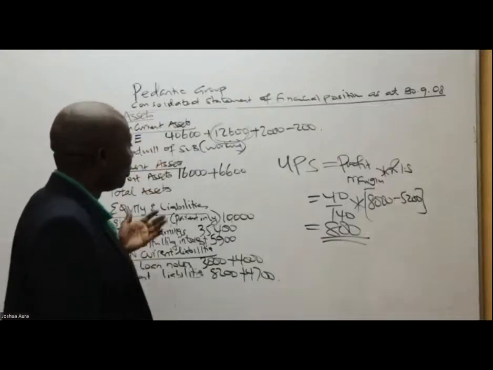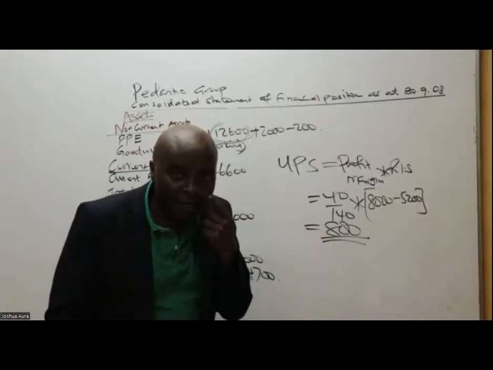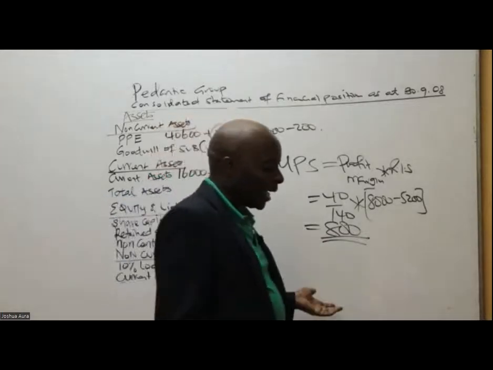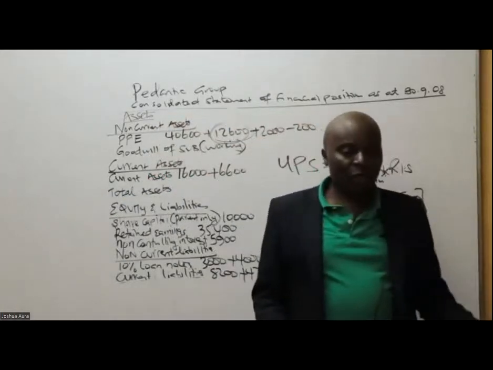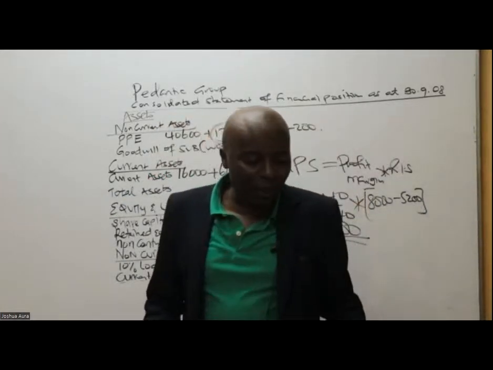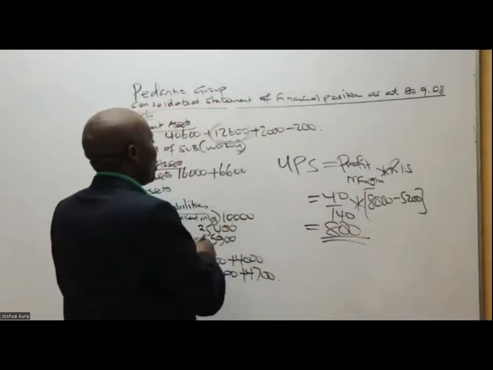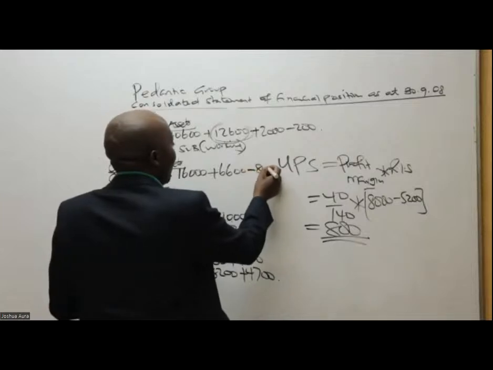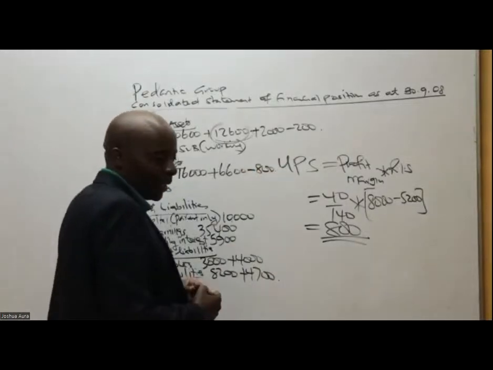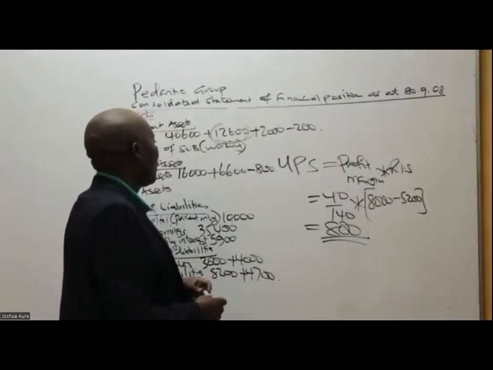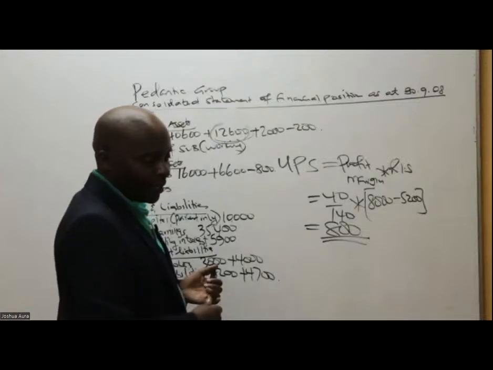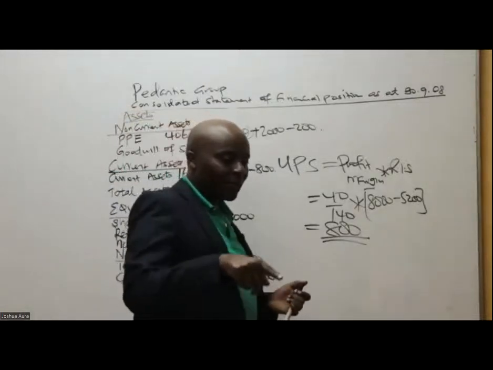So in an exam, what should I do? Cry? Should I cry? I can't see inventory. But mwalimu, inventory is found in current assets. So come and say minus what here? Minus 800. Inventory is under current. Thank you very much.